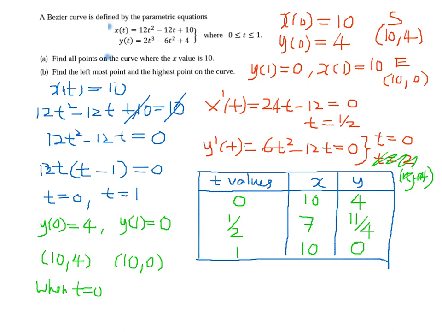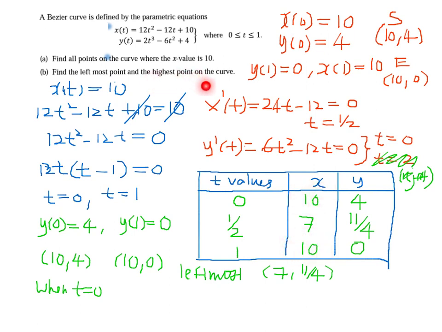So for us to find the leftmost point, it's very simple. We are looking at the smallest x value, because the leftmost of horizontal motion will be the smallest x value. We just scan through this to see which is the smallest. Clearly this 7 is the smallest. So the leftmost point is therefore 7 and 11/4. As for the rightmost point, we don't need to do that, but if we needed to, we would just scan this and find the largest x.